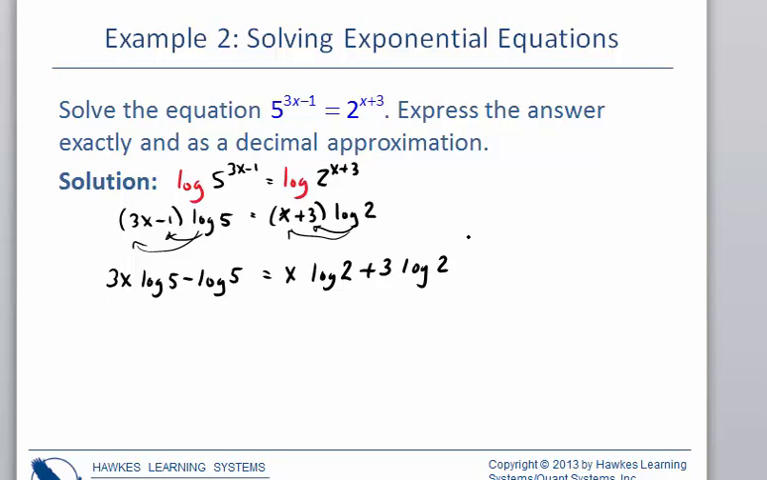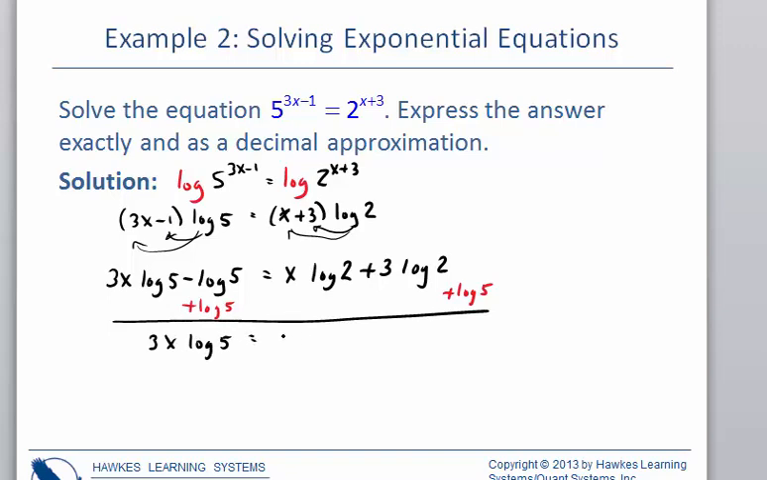Now, since our goal is to solve for x, we want to get everything that has an x on one side and everything that doesn't have an x on the other side. So we sort of want to rearrange these terms a little bit. I'm going to put my x's on the left, so I am going to first add this log 5 to both sides. So that's going to give me 3x log 5 only on the left. And then x log 2 plus 3 log 2 plus log 5.